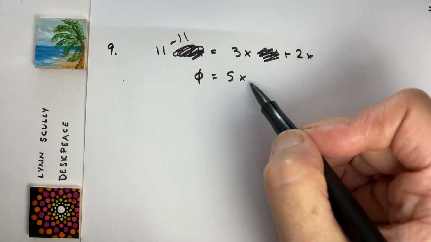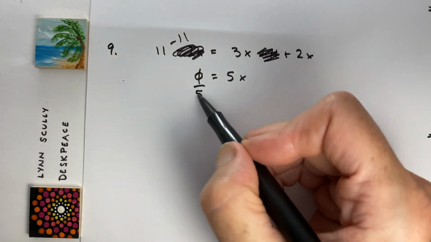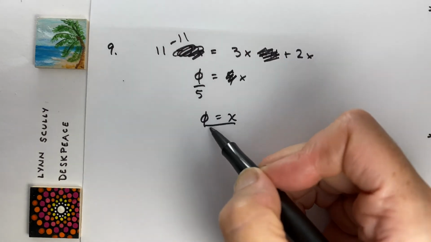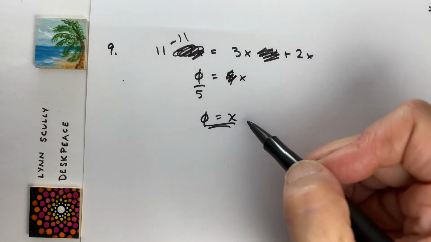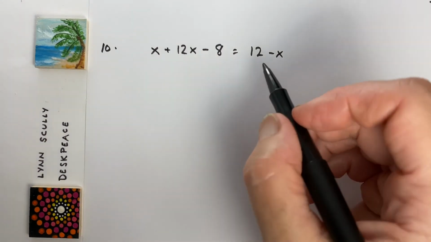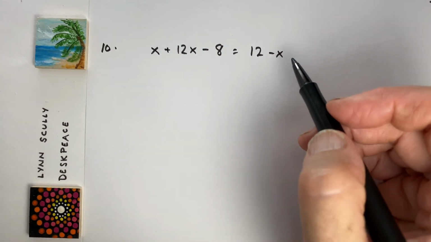Okay, I still have x's and I have 5 of them. I want to get only 1, so I'll divide by 5. 0 divided by 5 is 0. X equals 0. That is a solution. X is 0. Number 10, x plus 12x minus 8 equals 12 minus x.